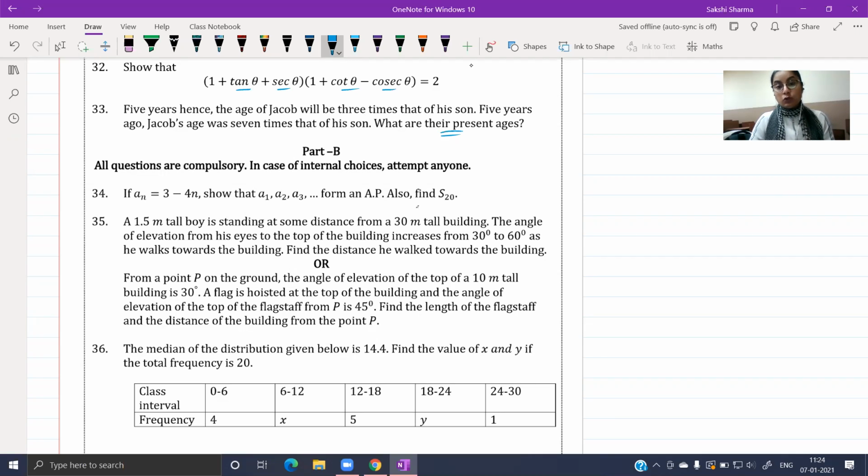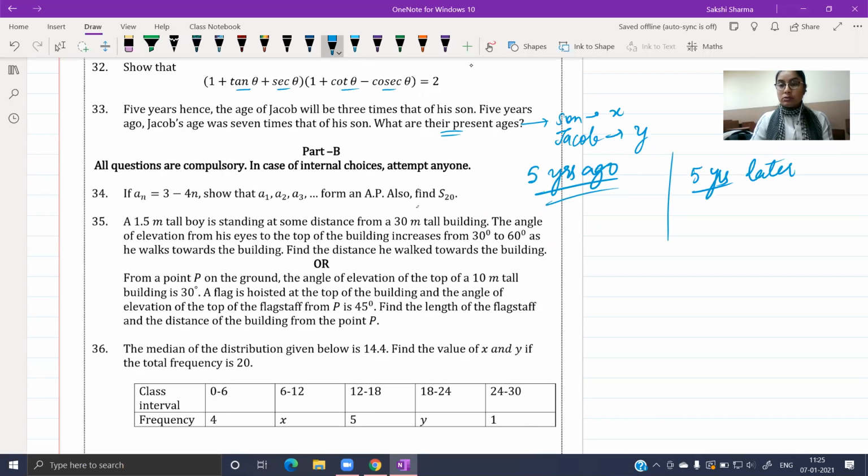So you want to start by assuming the 2 ages, the ages of Jacob and his son. So you can form, I think, linear equations in 2 variables, pair of linear equations. तो सन की एज आप x ले सकते हो और जेकब की एज आप y ले सकते हो. You want to work with 2 things, 5 years ago, and you want to work with the ages 5 years later, future ages or past ages. तो सन की एज पास्ट में x minus 5 और जेकब की होगी y minus 5. What's the relation given here for past?